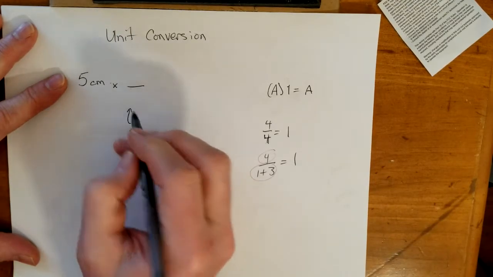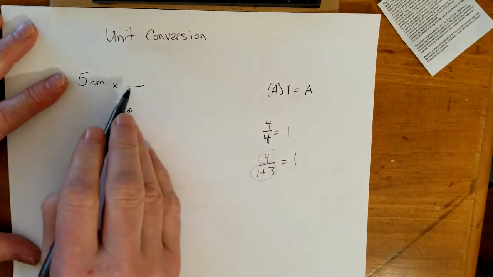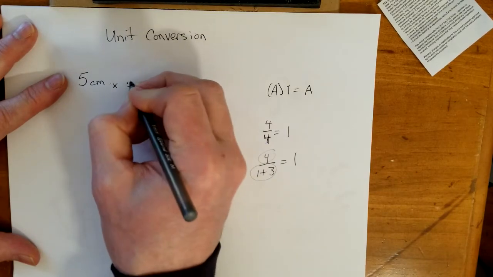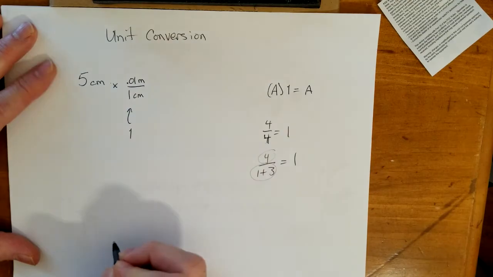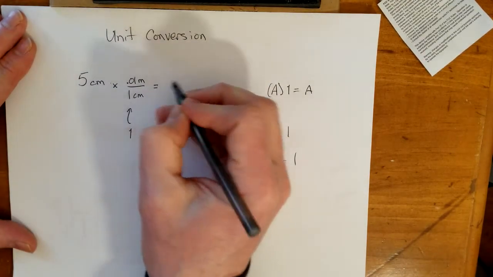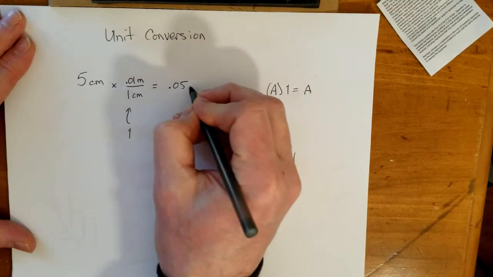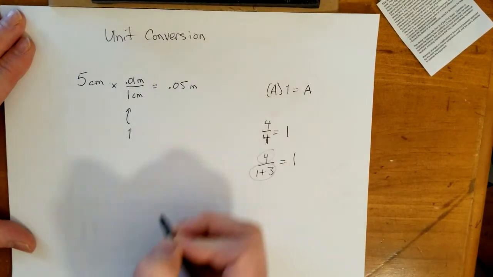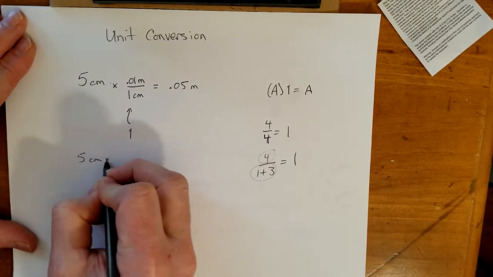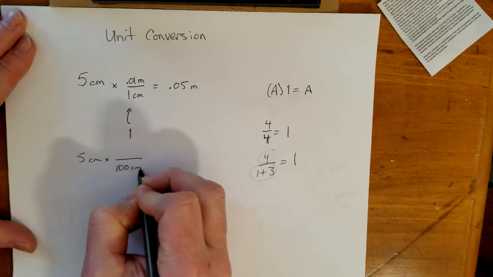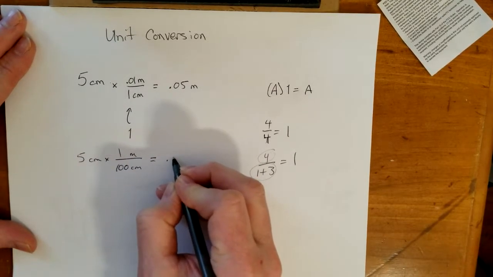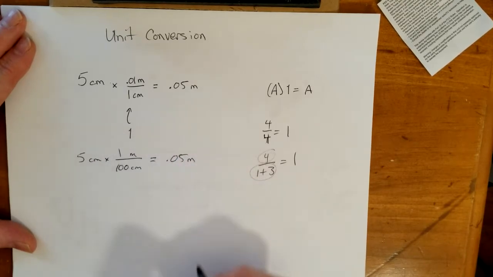So what I'm going to be doing here is creating a fraction where the top and bottom are equal to each other. I'm going to put 1 centimeter on the bottom, and 0.01 meters on top. They are equal to each other. So this is 0.05 meters. I have 5 centimeters here. I could have also done 100 centimeters on the bottom and 1 meter on top, and I still get 0.05 meters.